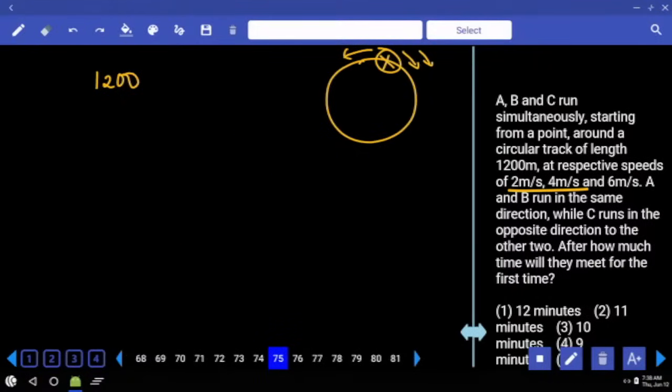They both are at the starting point. Now if I ask you what is the distance between them, I can take one full track. One full track difference kuda teeskochu kada. Enta? 1200. In which direction they are moving? Relative speed. S1 minus S2. 4 minus 2. Answer. 600.